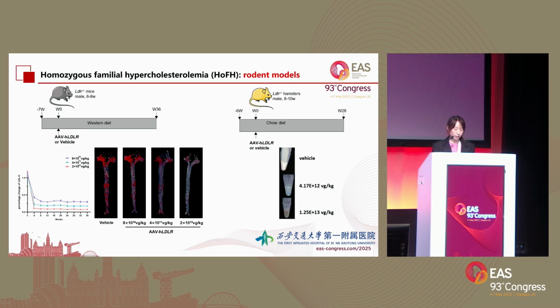As you can see here, the treatment demonstrated a remarkable decrease of the LDL cholesterol level in a dose-dependent manner for up to 36 weeks. Similarly, the atherosclerotic plaques were also reduced, particularly in this high-dose group. And because golden hamsters have lipoprotein profiles that are more similar to those of humans, we also tested this treatment in golden hamsters. In LDL receptor knockout hamsters, similar results were found, where this treatment exhibited a visibly clearer serum as compared to control.